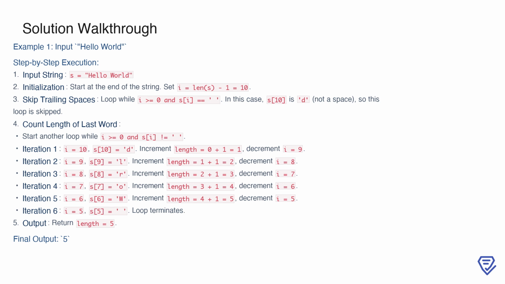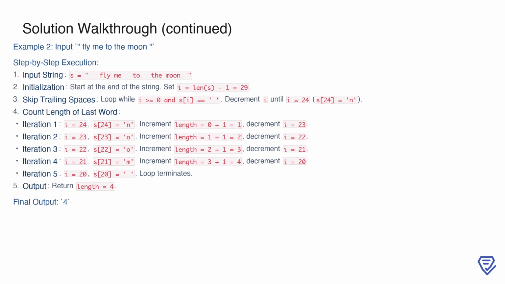At index 9, the character is l, so the length becomes 2. This process continues as we encounter r, o, and w, incrementing the length each time until we reach index 5, where a space is encountered. At this point, the loop terminates, and the final length of the last word is determined to be 5. We return this value as the output.